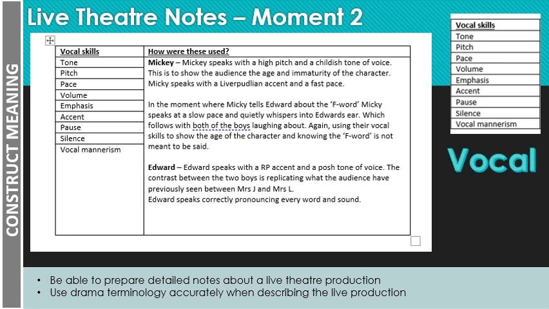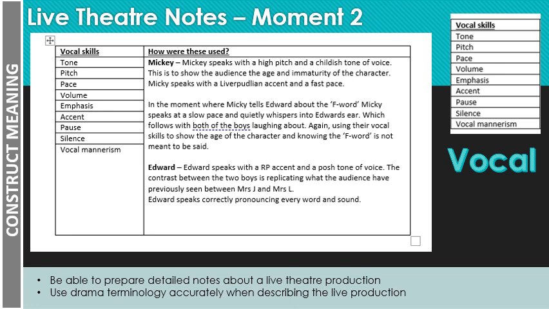So moment 2, vocal skills then. So Mickey speaks with a high pitch and childish tone of voice. Now, voice is very, very important in this part, because as you can see, the boys that are playing Mickey and Edward, the actors, are certainly older than 7 and 8. In fact, I would probably put their age around about 17 or 18. In the professional production of this, it's actual adults playing those boys, and those adults could be anything from 25 to 30. So how do you make yourself seem younger than you actually are?